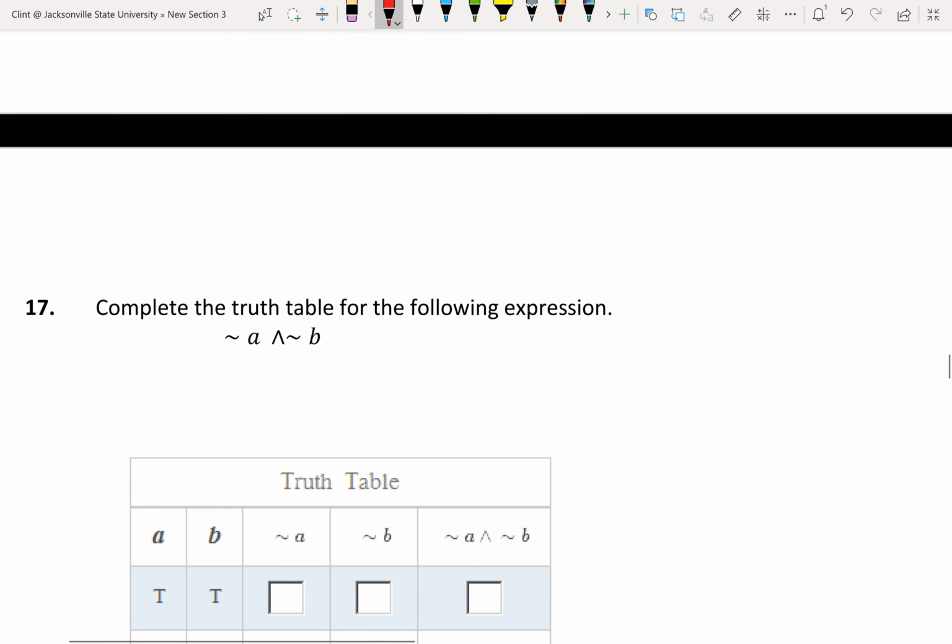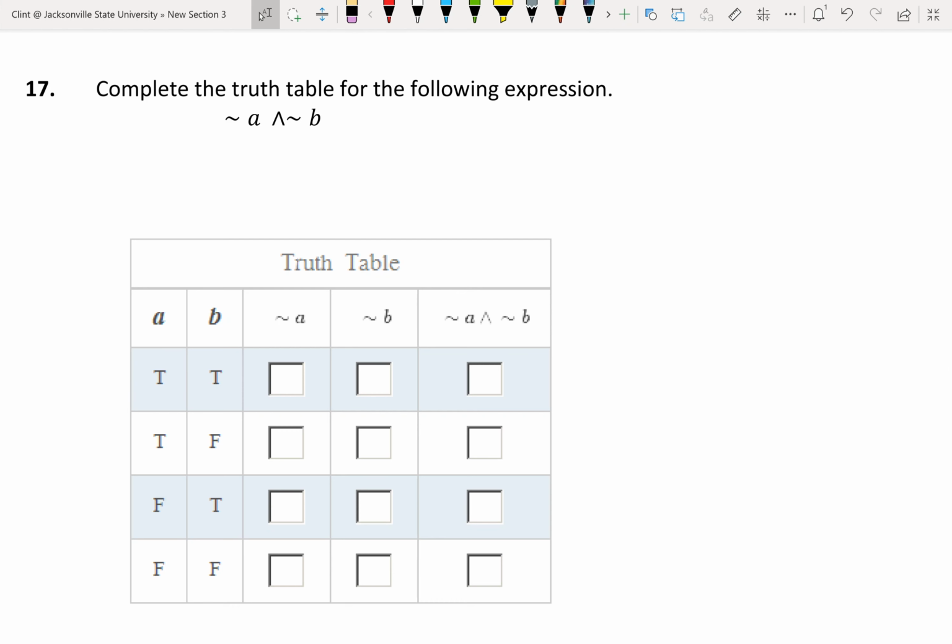Okay, number 17, we got to complete a truth table. All right, so looking at the truth table, we're going to take it one column at a time. I'm doing this squiggle A column first. So what I'm going to do there is I'm going to look at the value in A, and since we're doing the negation, I'm going to flip it. So it goes from true to false, from true to false, and from false to true, and from false to true. Okay. Now I want to do the same thing for B. I want to do the negation of B. So it'll go from true to false, from false to true, from true to false, from false to true.